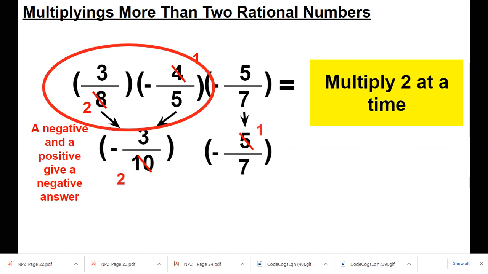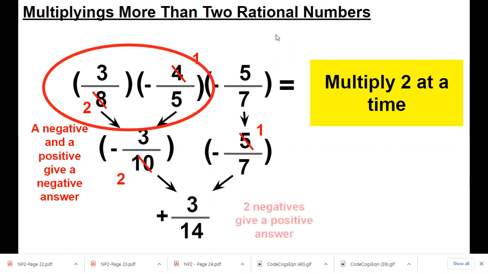I have a 2 down there and a 1 there. Final answer will be 3 times 1 on top, 2 times 7 on the bottom. 3 times 1 is 3, 2 times 7 is 14. They're both negative numbers. They will become a positive answer. So the answer to that problem is positive 3/14. So whenever you have 3 problems, take them 2 at a time.